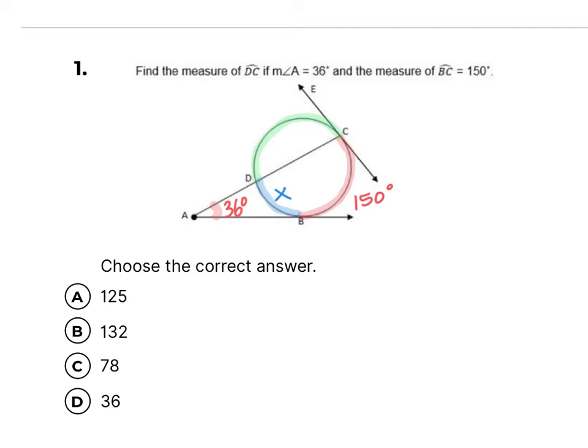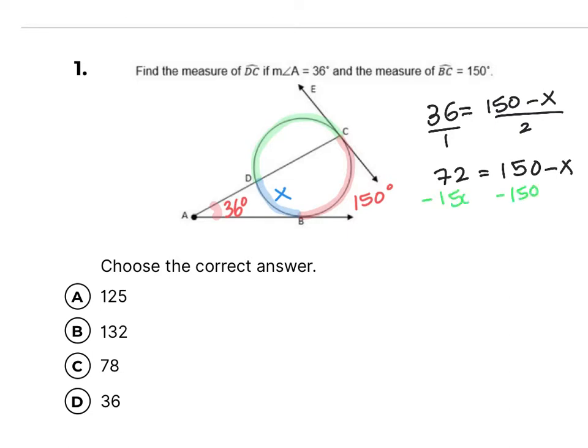So let's set up the equation. 36 equals, so the angle is equal to the big arc minus the small arc divided by 2. In order to solve this, you cross multiply and you get 72 is equal to 150 minus X. You subtract 150 from both sides, so you get negative 78 is equal to negative X, which means that X is equal to 78. So that means that the measure of arc BD is 78.